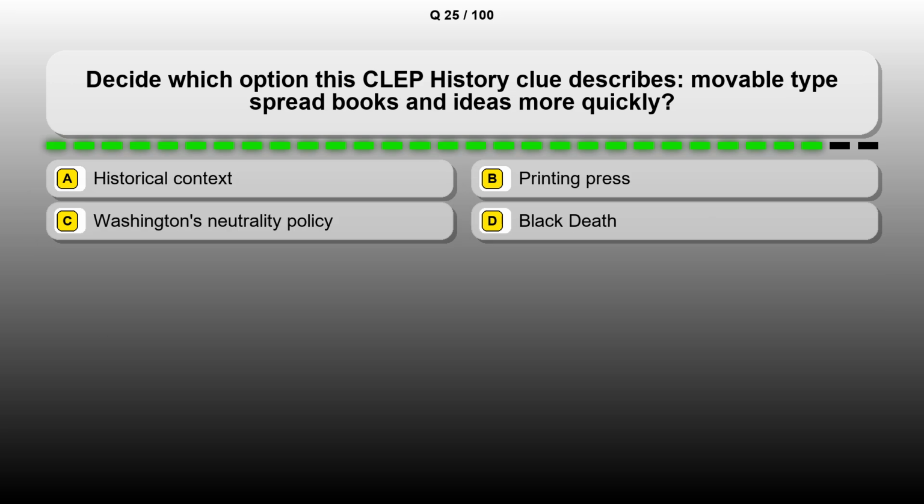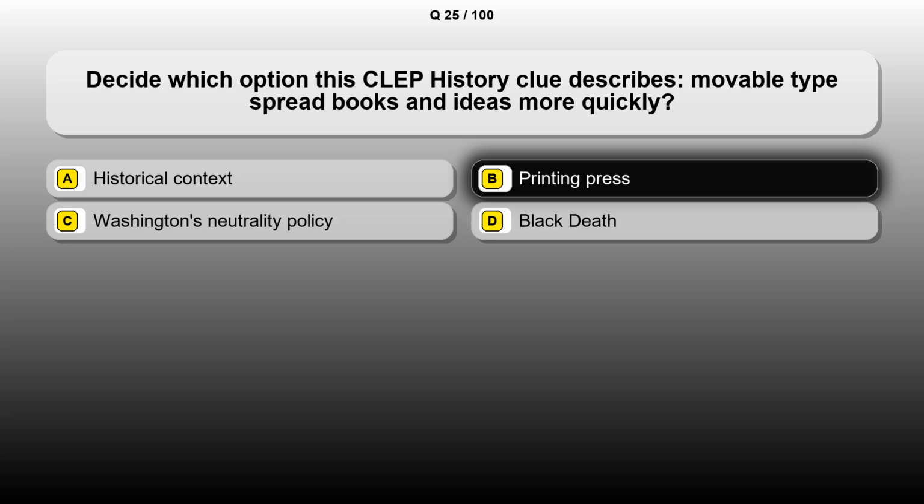Question 25. Decide which option this CLEP history clue describes. Movable type spread books and ideas more quickly. Option A. Historical context. Option B. Printing press. Option C. Washington's neutrality policy. Option D. Black Death.